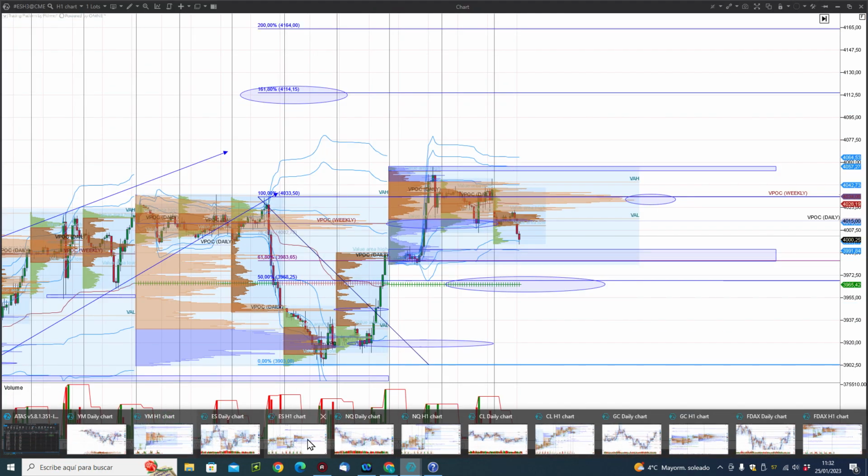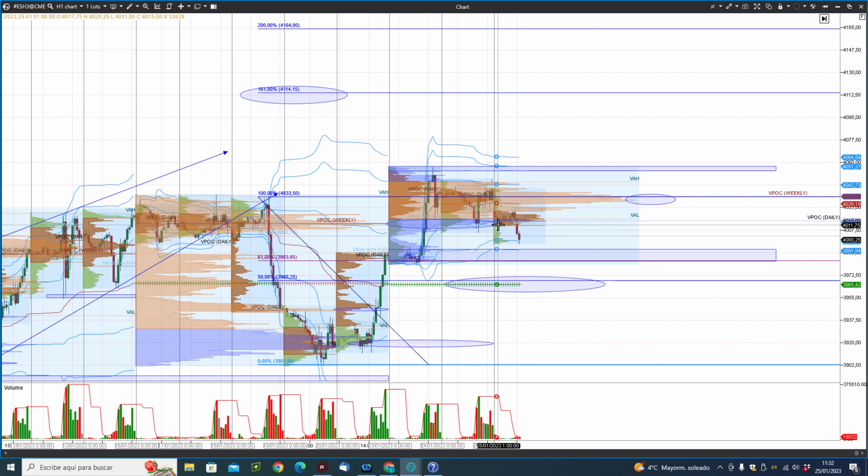Let's see S&P. S&P, our first lower target would be this price action zone that begins at 3,992 to 3,984. Then the next step would be this final of weekly VWAP, exactly on 3,965.